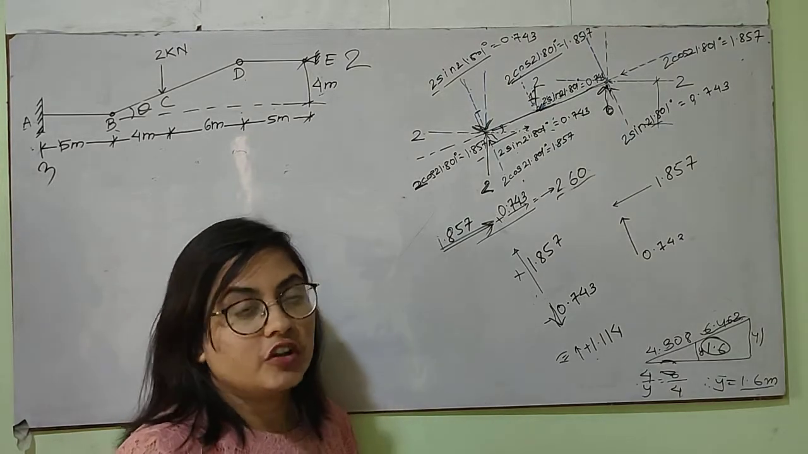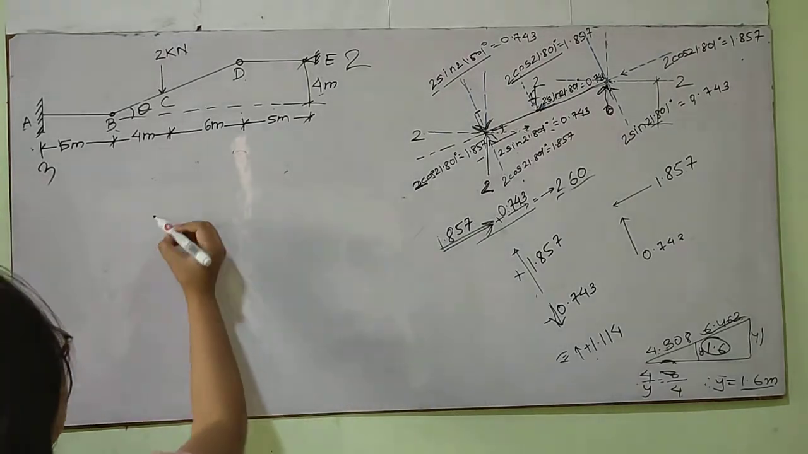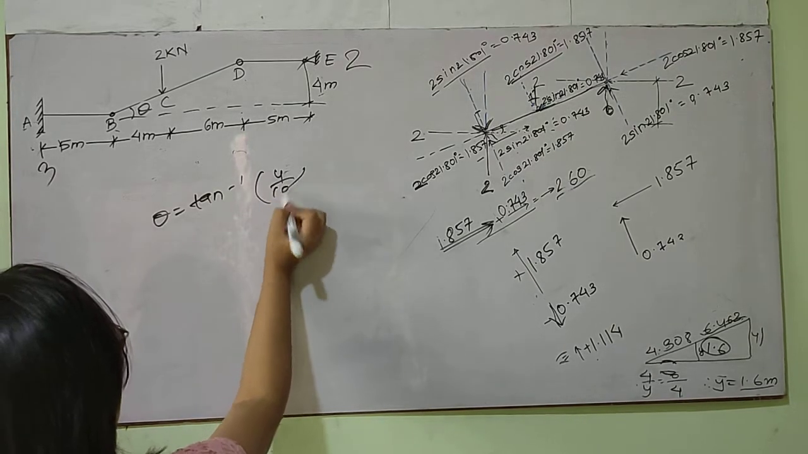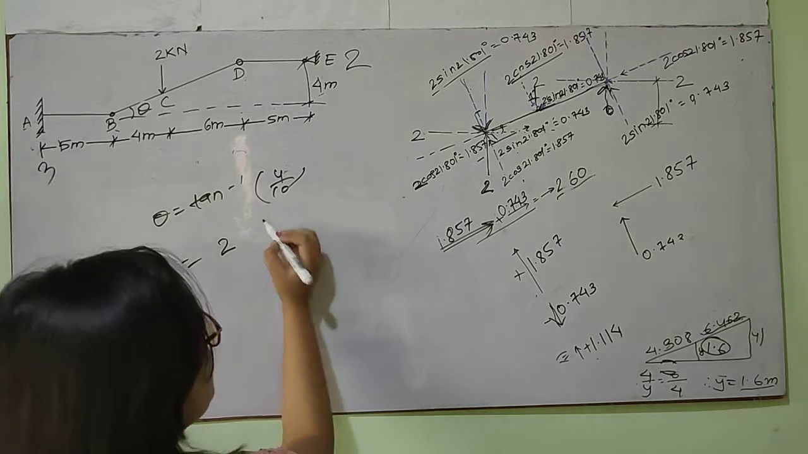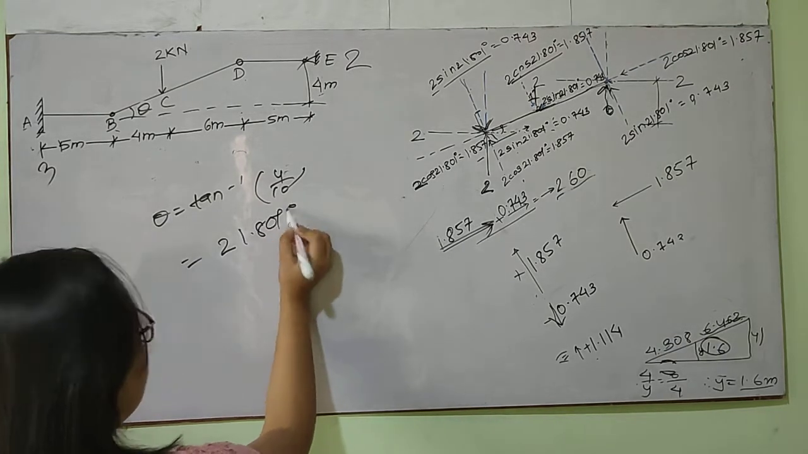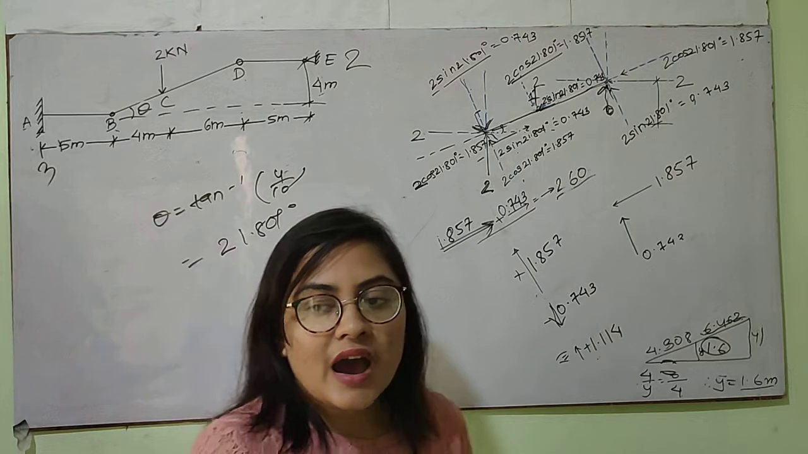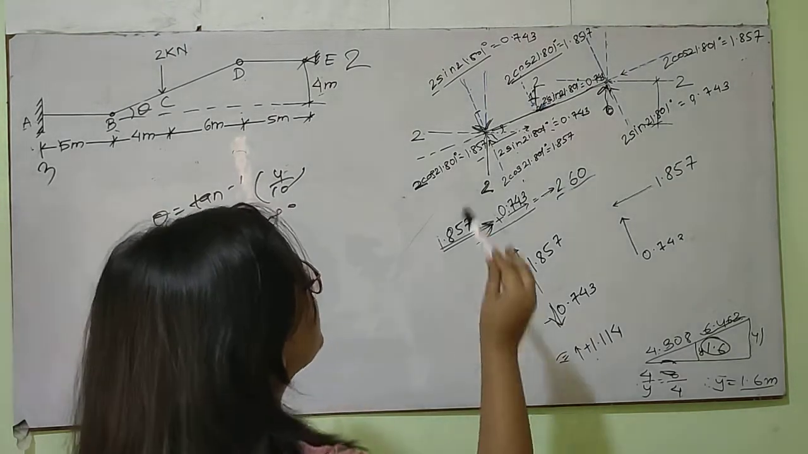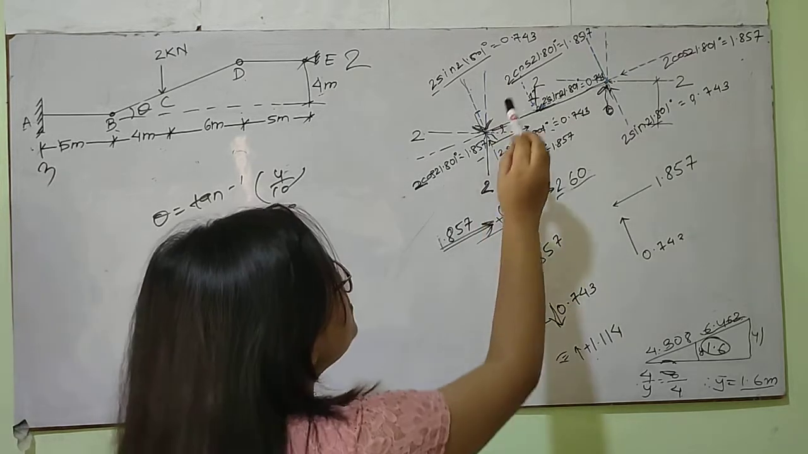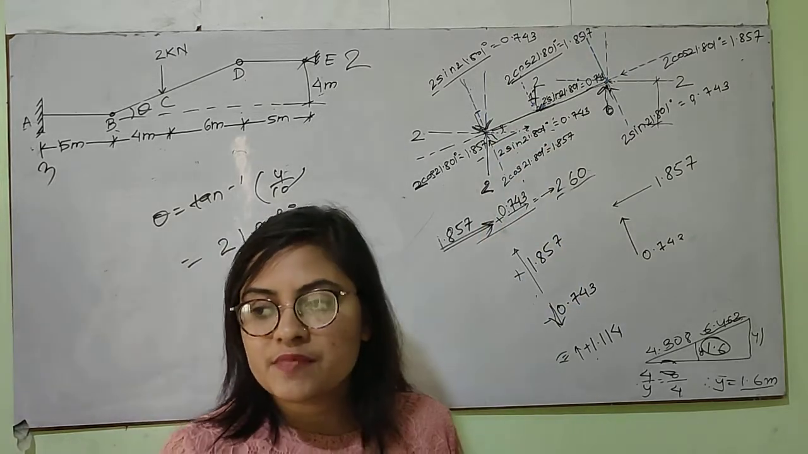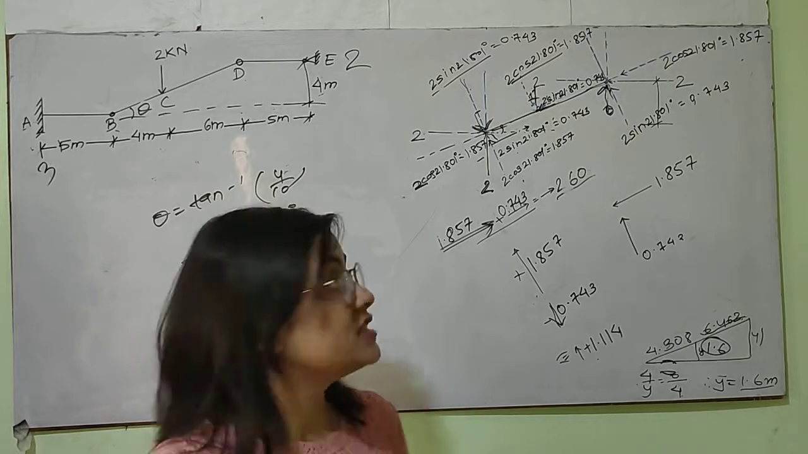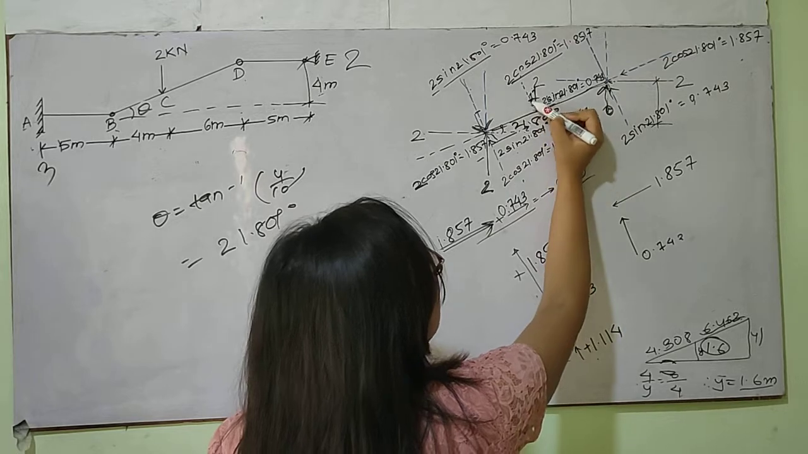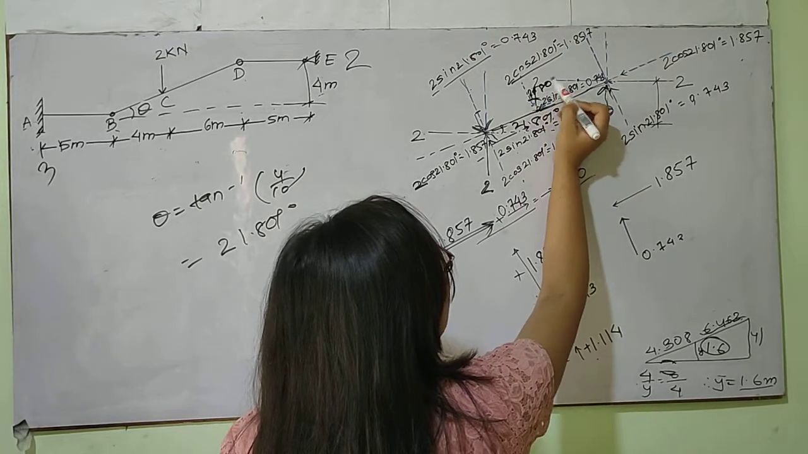For that, first of all, I'll find the angle theta. So theta is equal to tan inverse 4 by 10, which gives me the value of theta as 21.801 degrees. Now I will resolve this 2 kilonewton load into its respective parallel and perpendicular components. Since this is 21.801 degrees, this will also be equal to 21.801 degrees.